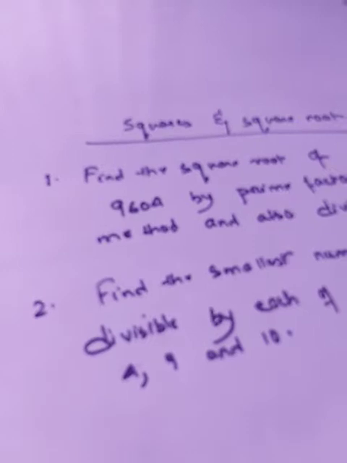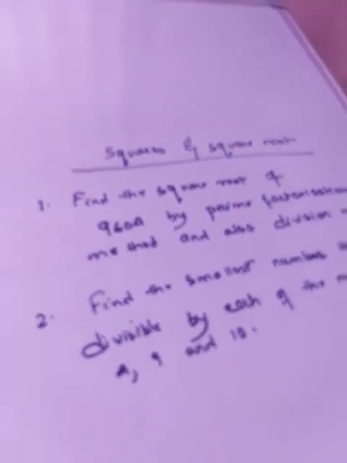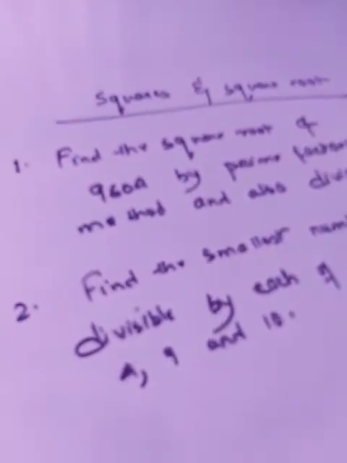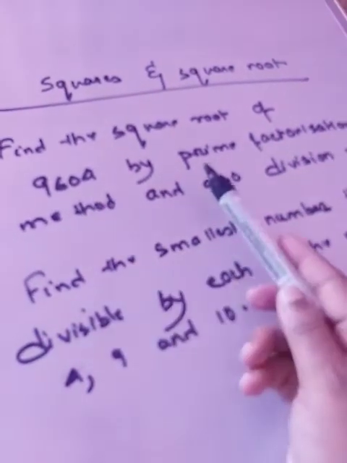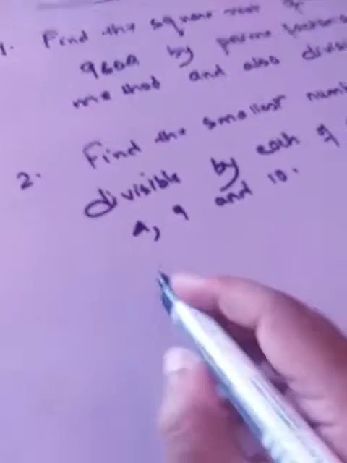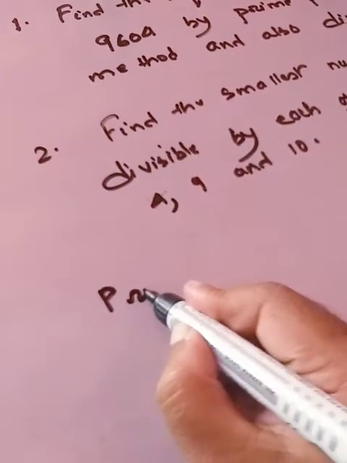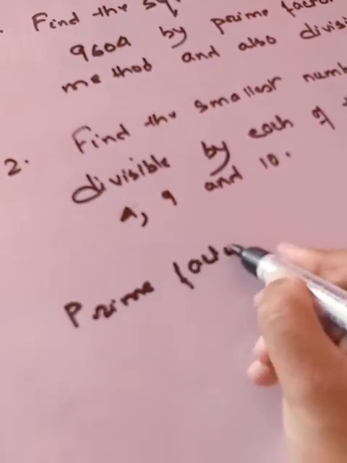Now, today I have come up with only two questions of squares and square root. So, let's see what is there in question number one. Find the square root of 9604 by prime factorization method as well as by division method. First of all, we'll see how to find the square root by prime factorization method.